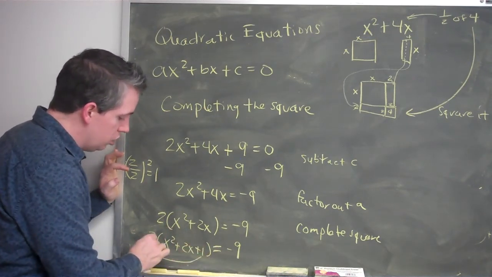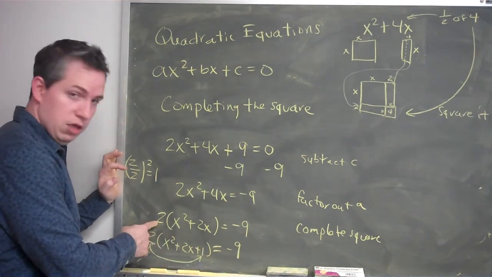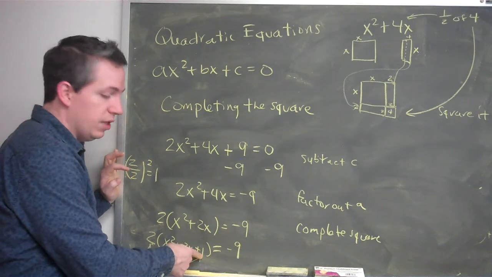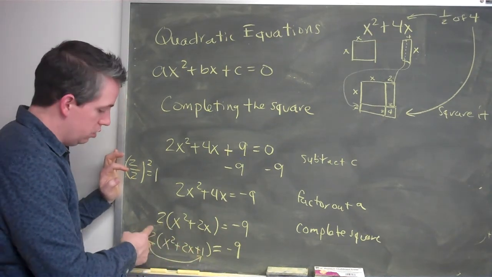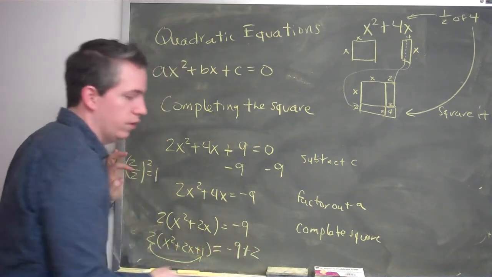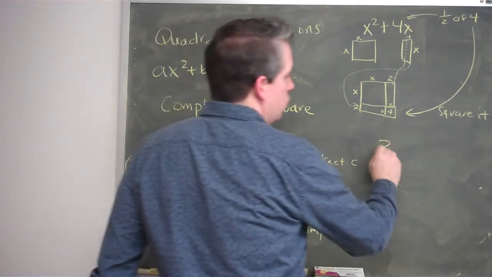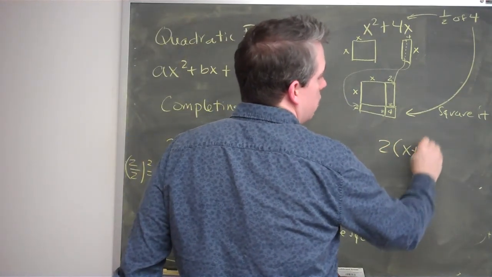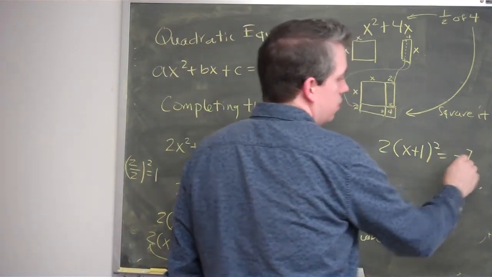So what you've got to do to make this work out is you have to look at the a that you factored out, look at the thing that you just added to complete the square, and then add that to both sides. So technically I added a 2, so I'm also going to add 2 over here. Now that it's cleaned up, I've got 2 times the quantity x plus 1 squared is equal to negative 9 plus 2, which is negative 7.